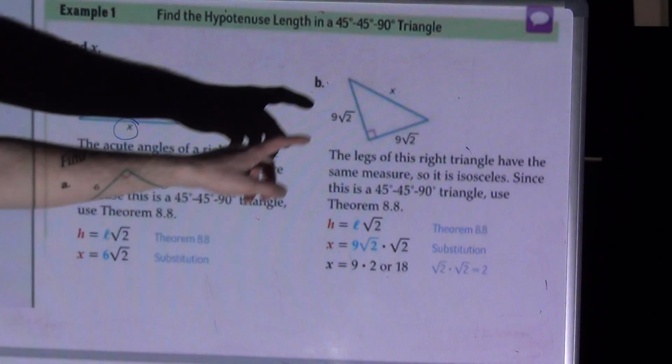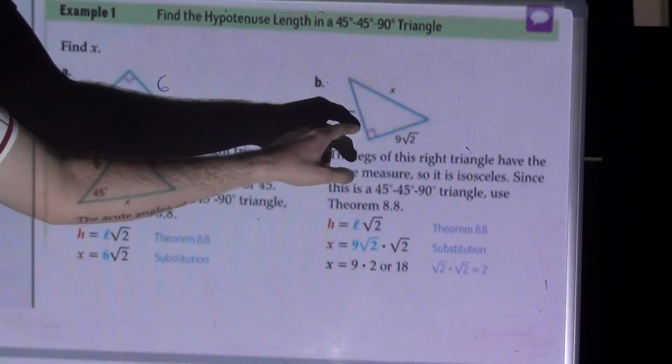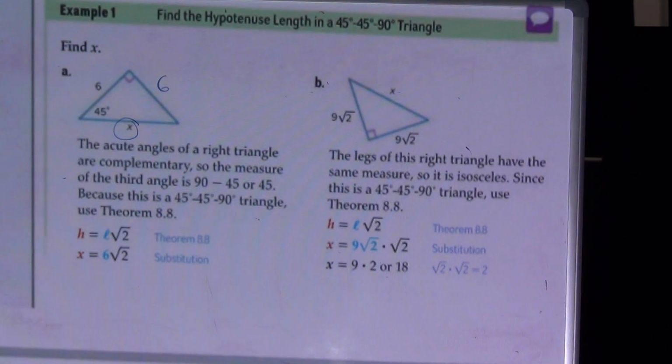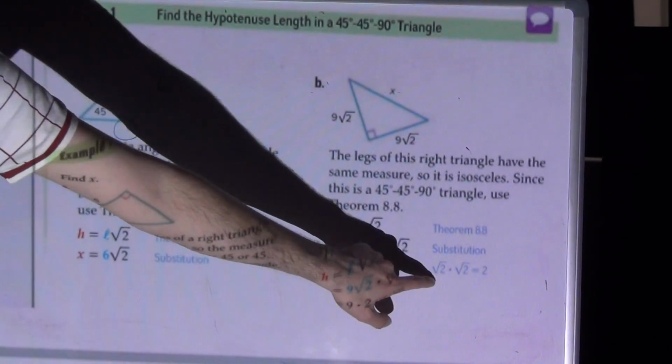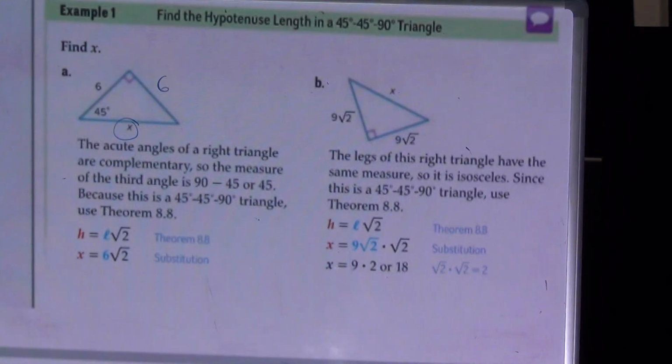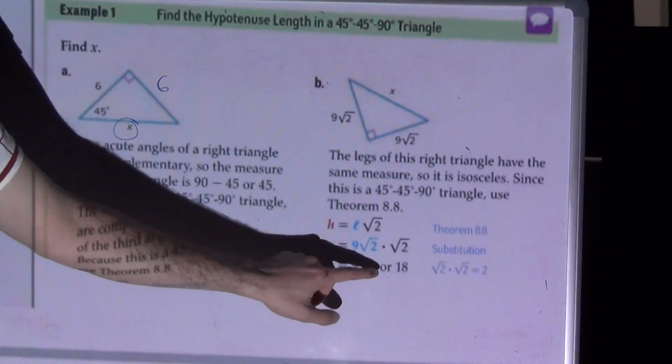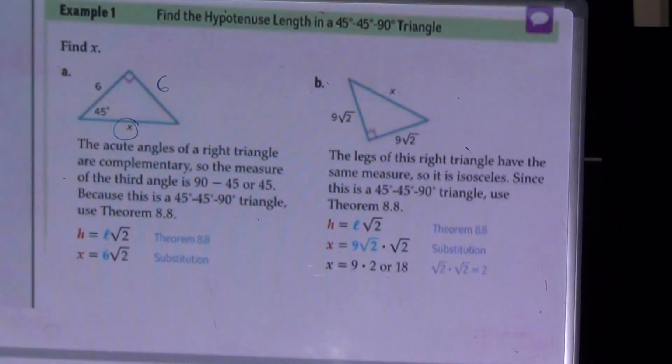So then you know that the hypotenuse here is equal to the length of the leg times root 2. Well, here it's a little bit tricky because the square root of 2 times the square root of 2 is 2. Any square root times itself gives you the number inside. And then 9 times 2 is 18. So x, the hypotenuse there, would be 18. The hypotenuse here is 6 root 2. Sometimes it'll have a square root in it, sometimes it won't, depending on the problem.